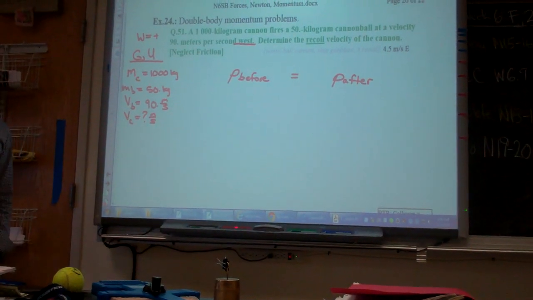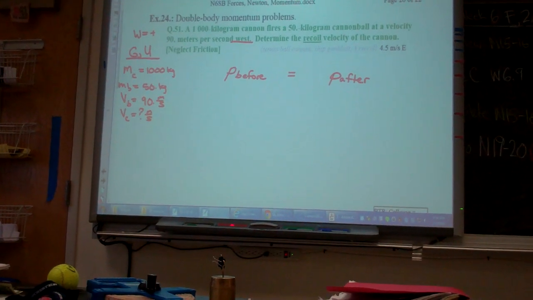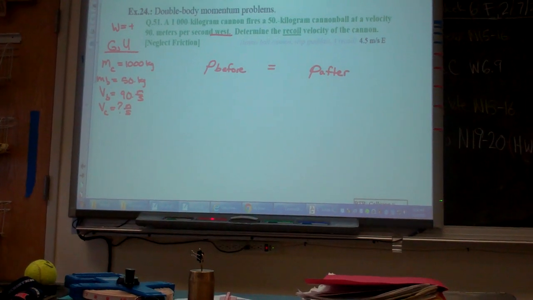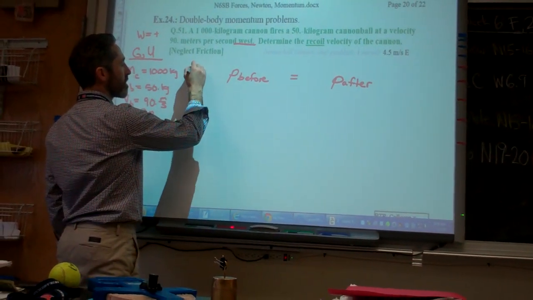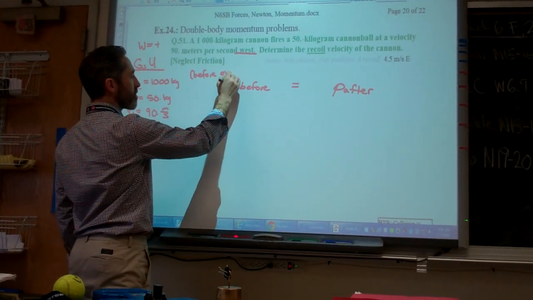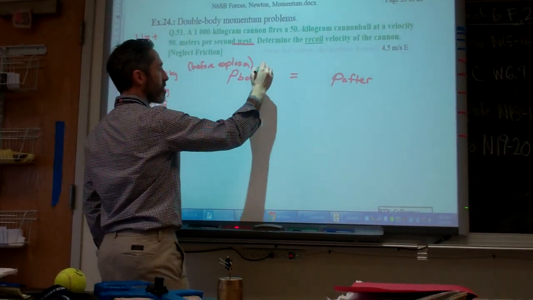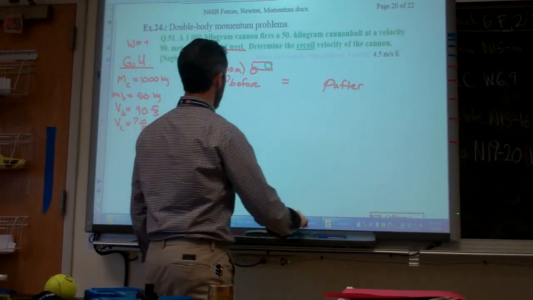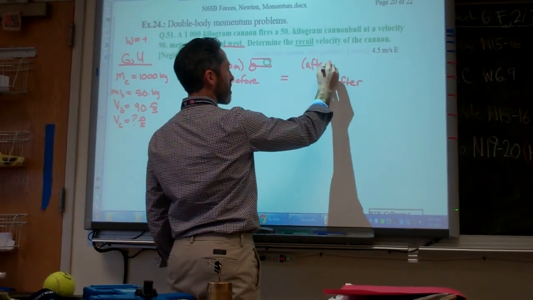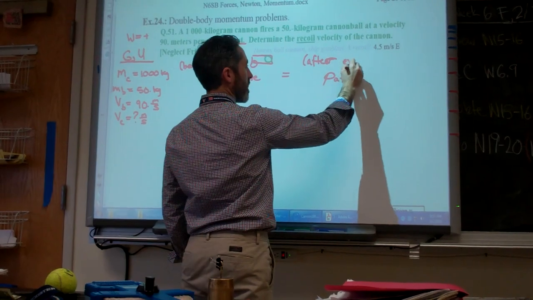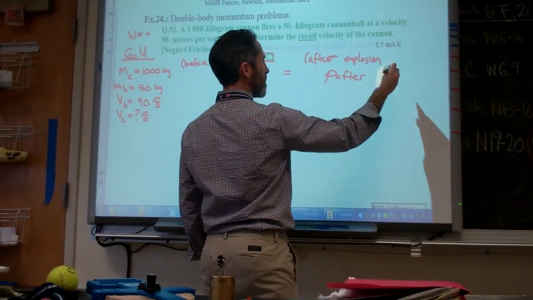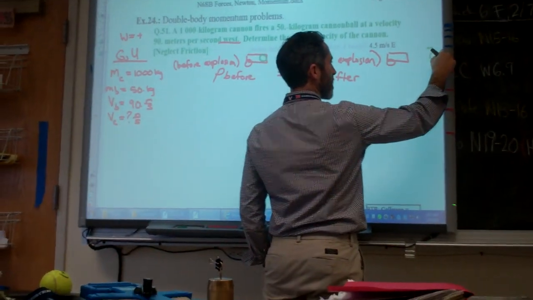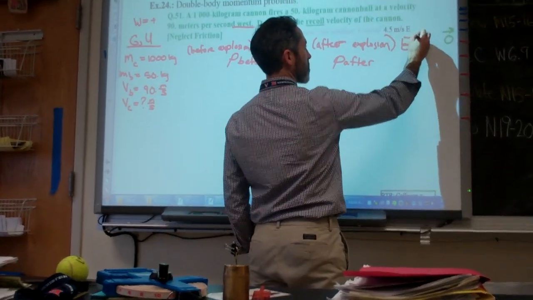Now before and after what? Good question. It is a good question. Before and after the launch, the explosion. Before really means before the explosion. That's when you have your cannon here with the wheels and the ball is still inside. After, of course, is after the explosion, which looks like this. The ball is heading this way, and the cannon is actually heading this way slowly.